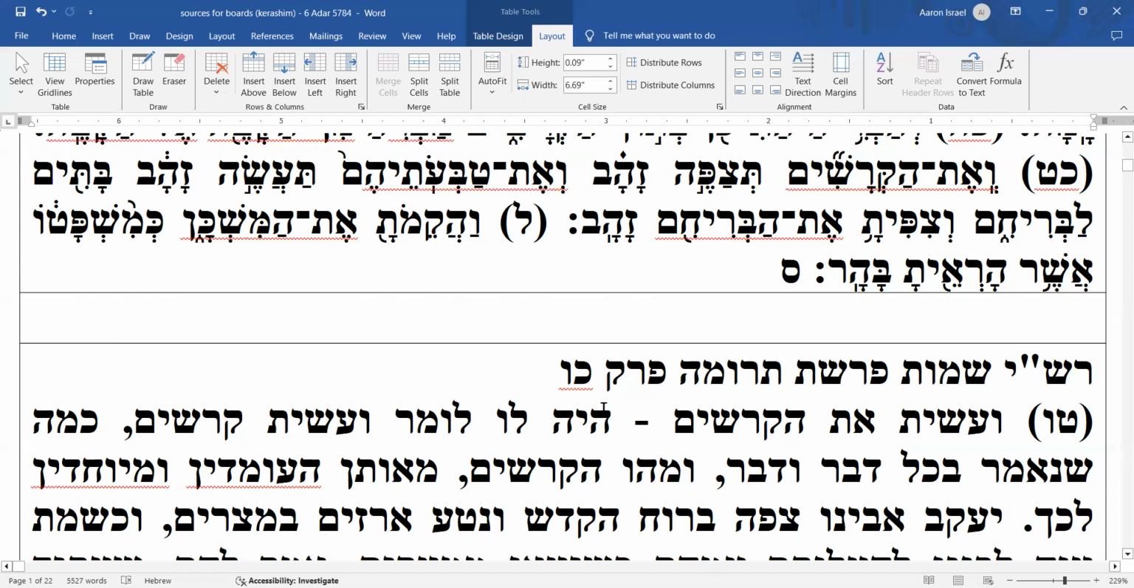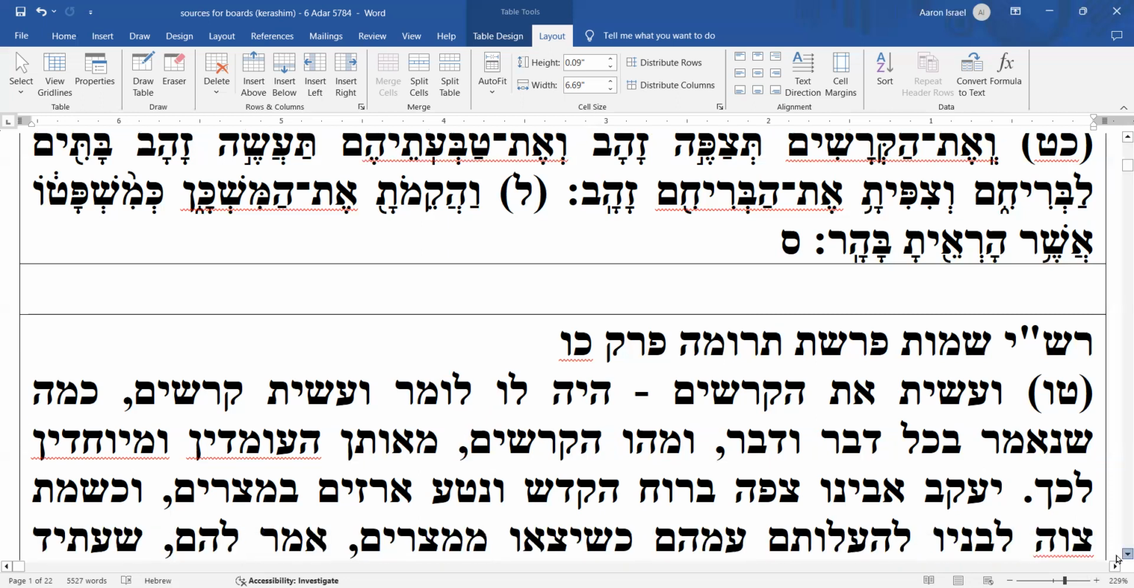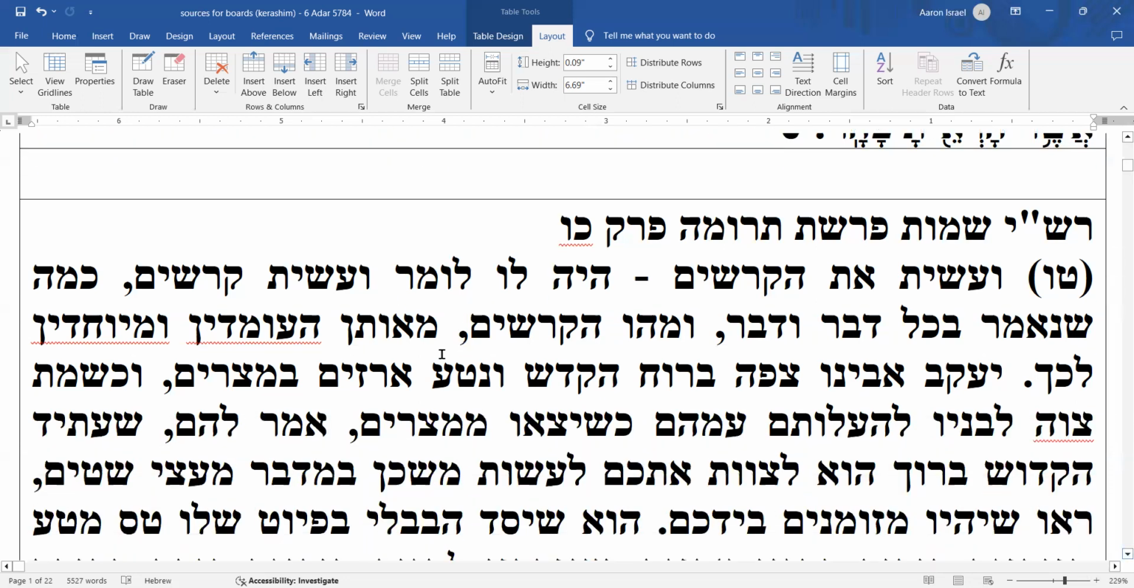So Rashi wants to know, wait a minute, this doesn't make sense. Why does it start with the definite article of the poles here? As it says with everything else in the Mishkan, it does not use the definite article of the. So what is the intent of ha-kerashim? Rashi quotes, of course, a wonderful medrash. Me'otan ha'omdim u'miyuchadim lekach. From the cedar, I won't say cedar, shittim trees that were already prepared and set aside for this purpose.